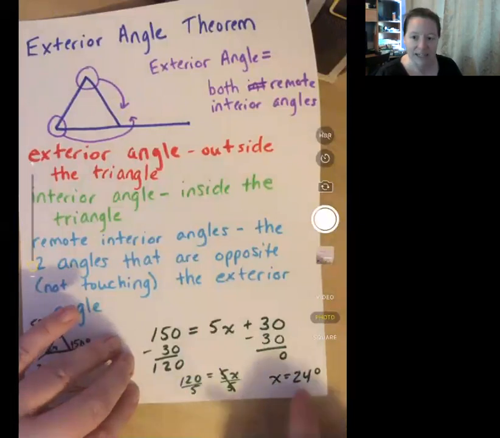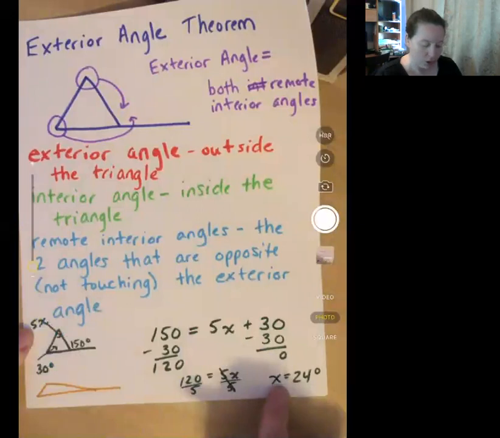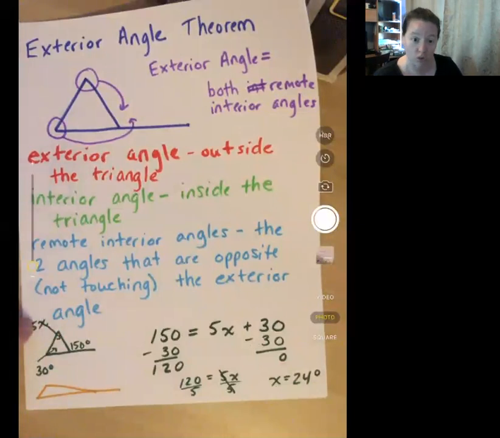And then the last step you have is you plug whatever you got for x back into your problem that you started with, because most of the time they will have an x or a y or a z or whatever letter they decided to have in both of the angles, not just in one of them.